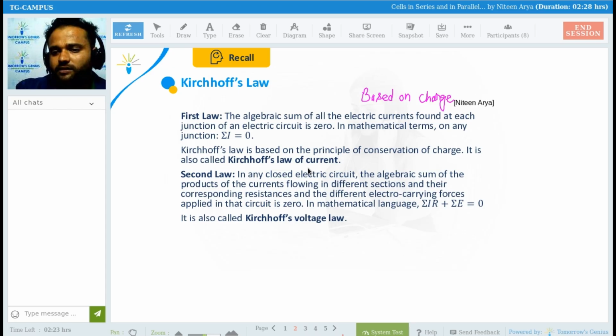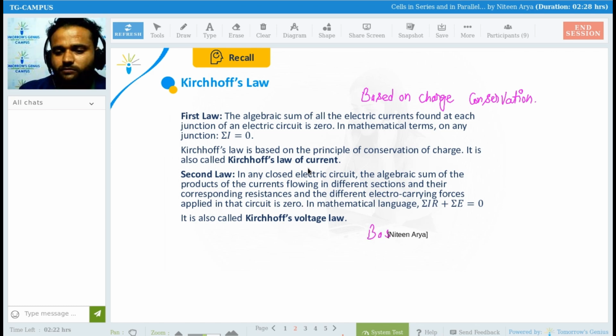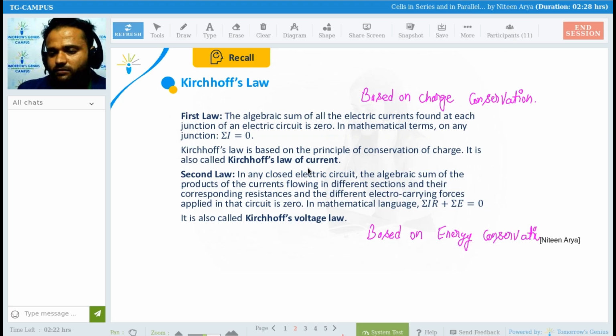We already did this. Still, I'm writing down conservation for the students who were not in the previous class: the first is based on charge conservation, and the second is based on energy conservation.